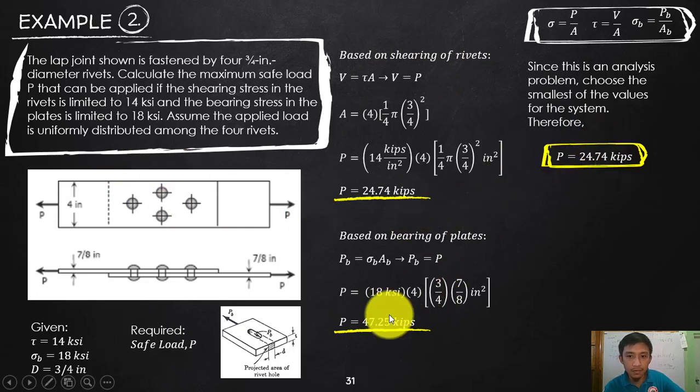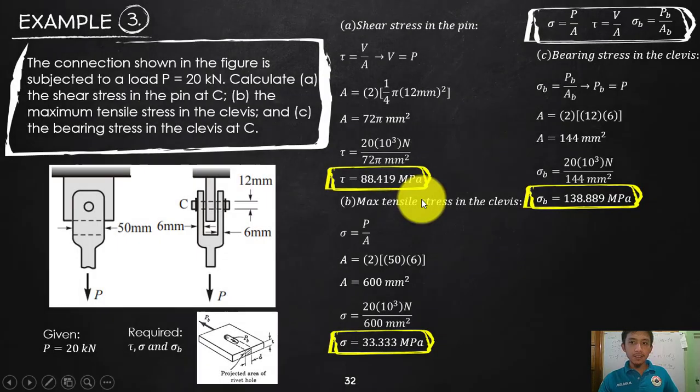Because if, let's say, I increase up to this 47.25, we cannot do that because the rivet already failed by means of shearing. So how can you increase that one? The connection already failed. So it means the smallest of this force P is the maximum that the connection can carry. So that is example number 2.